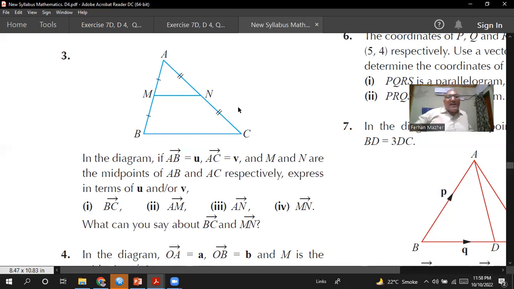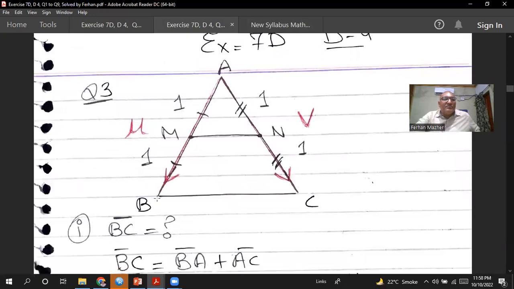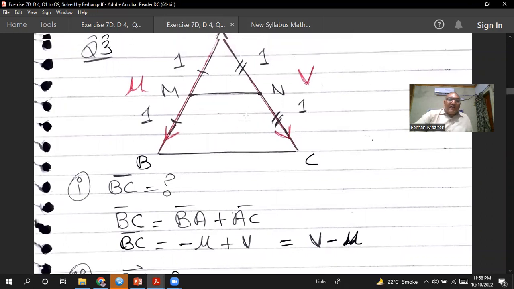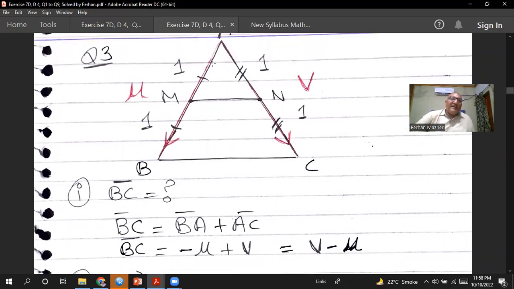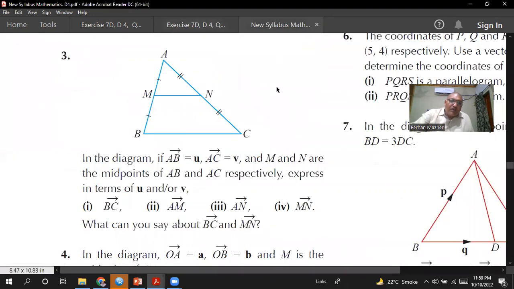So if I want to find BC, it's quite simple. Let me show you. From A to B is U, from A to C is V. The first question they are asking is find the BC. From B, I will go to A, from A, I will go to C. So B to A will be minus U, and from A to C it will be V. So BC is V minus U.